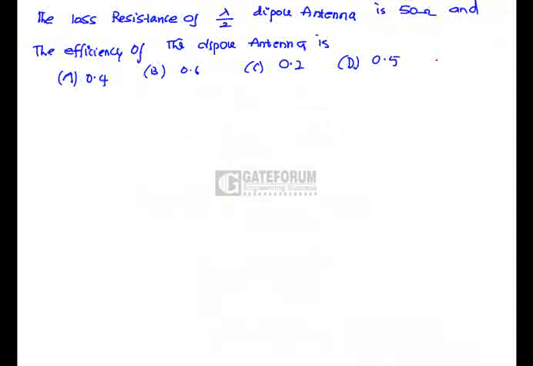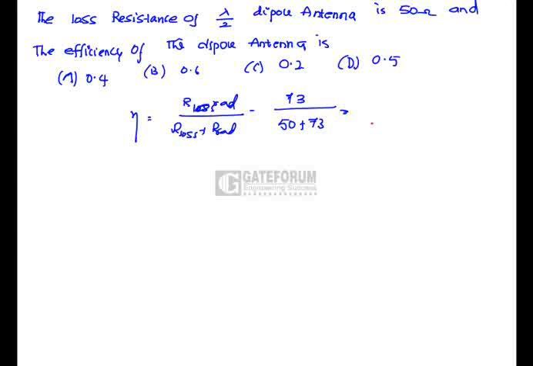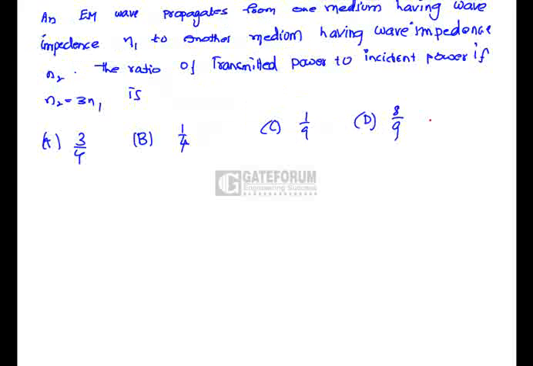Resistance of a lambda by 2 dipole antenna is 50 ohms, and find the efficiency of the dipole antenna. Here the efficiency of a dipole antenna is given as radiation resistance divided by R loss plus R radiation. For a lambda by 2 dipole antenna, the radiation resistance is going to be 73 ohms. 73 divided by 50 plus 73 ohms, which equals 0.6, that is option B is correct.